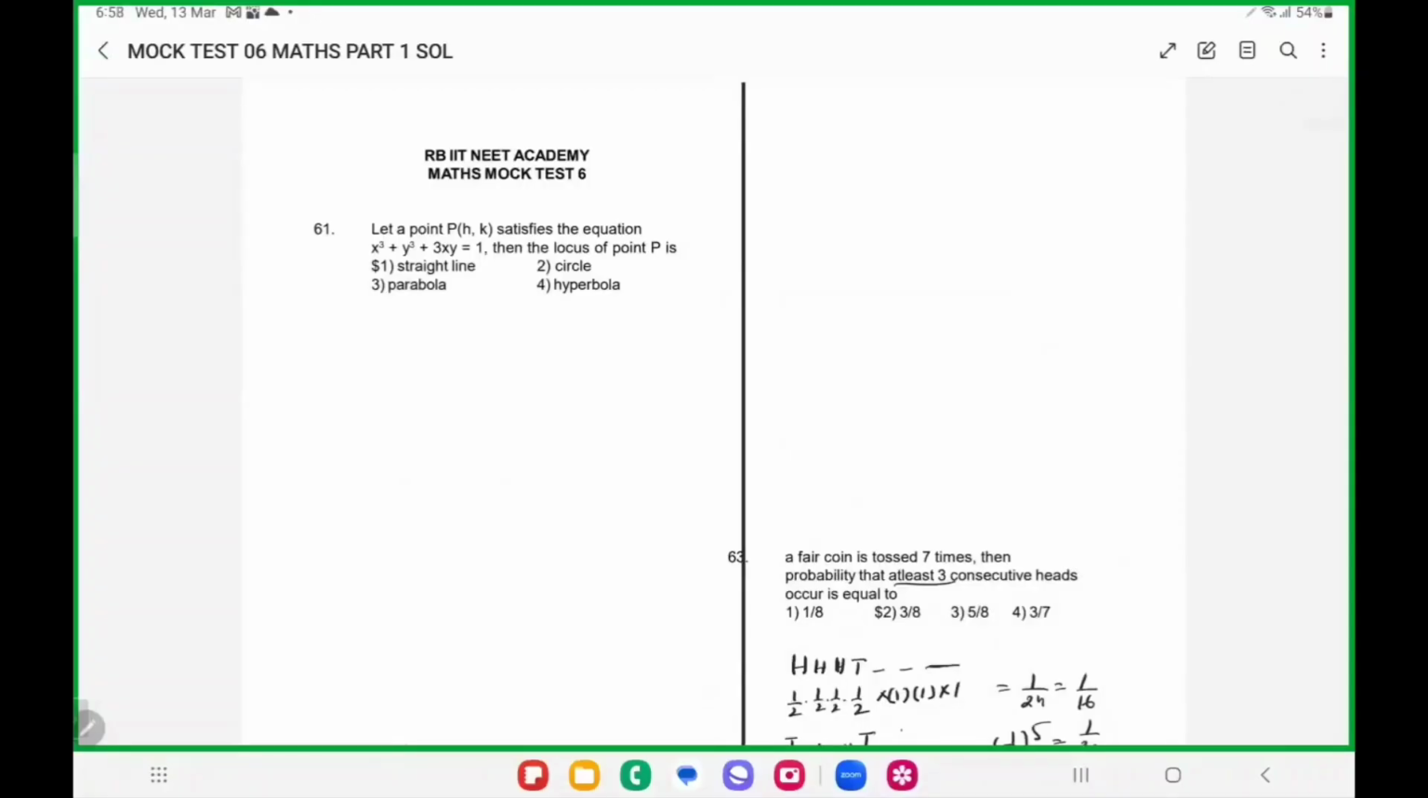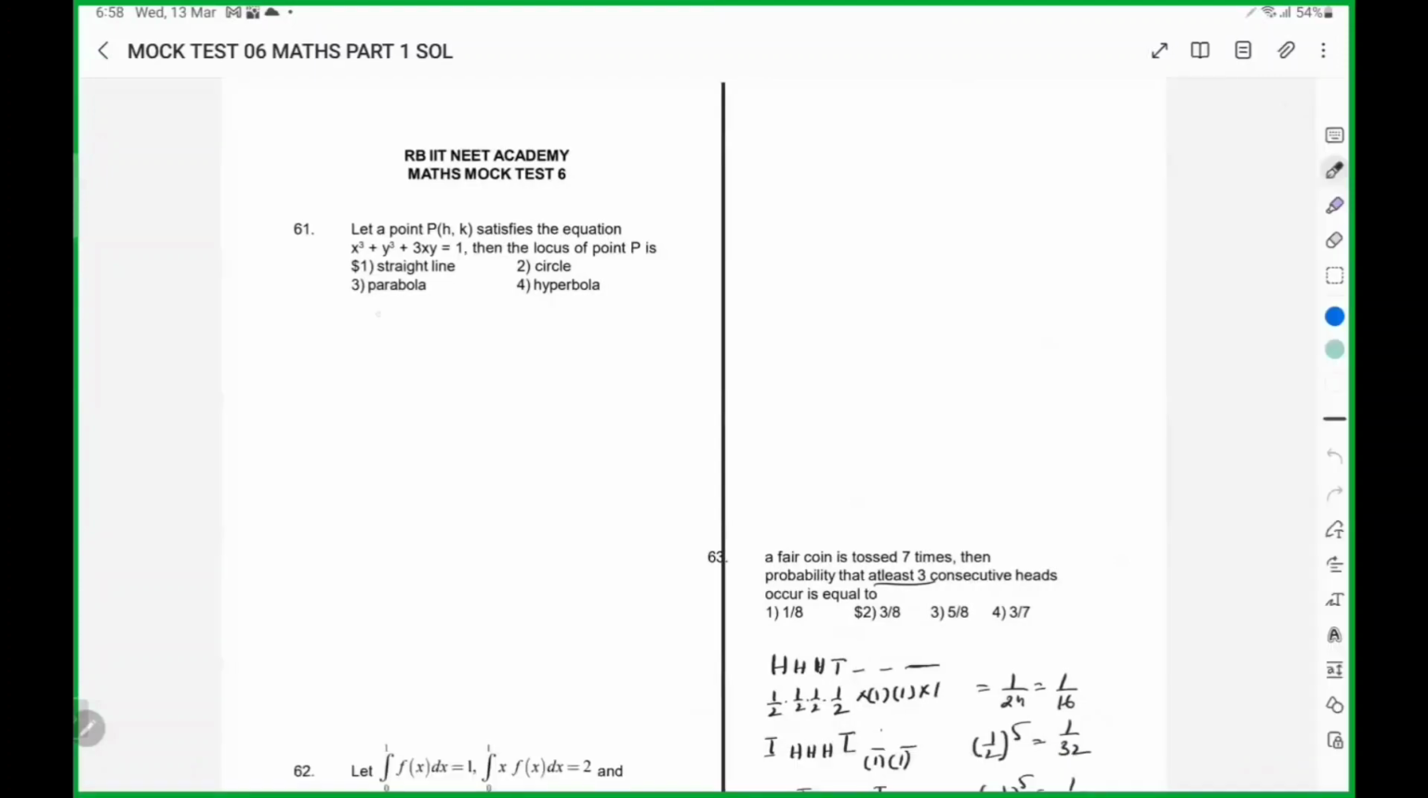So given the equation x cube plus y cube plus 3xy, what does this represent? So here I will write, this is x cube plus y cube plus 3xy.